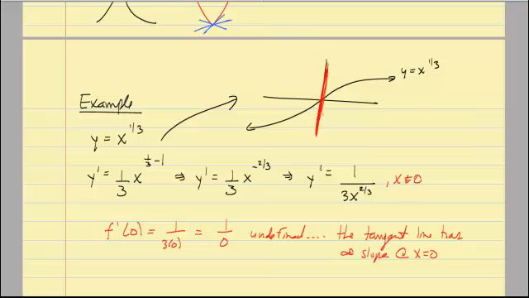On a test or a quiz, you're going to need to know how to use the limit definition of the derivative. So make sure that you know how to do that. But we're also going to be able to check a lot of those answers using our power rule now.